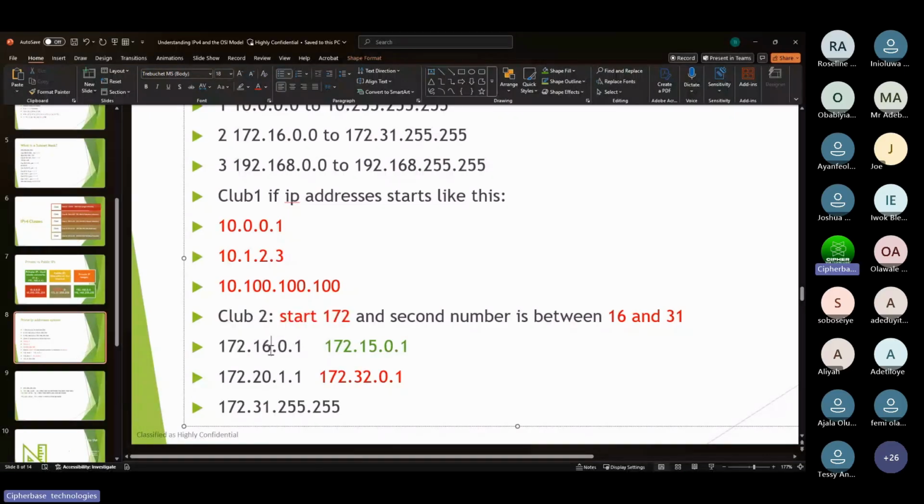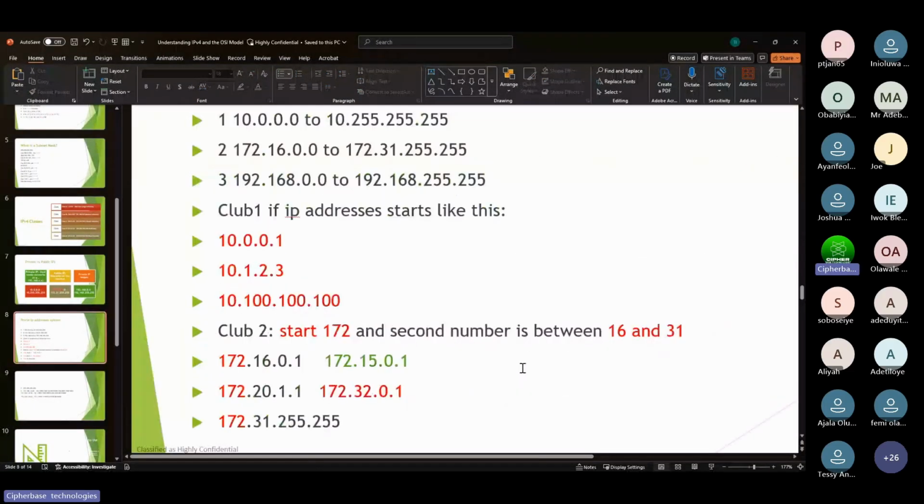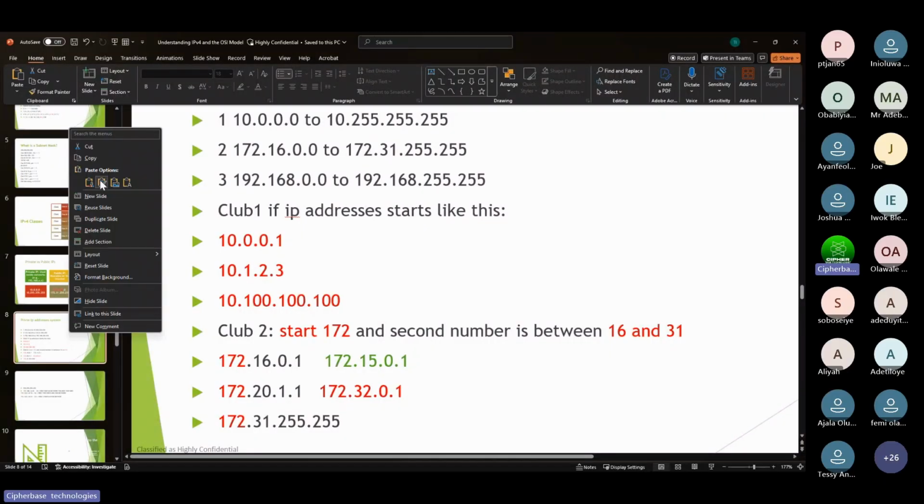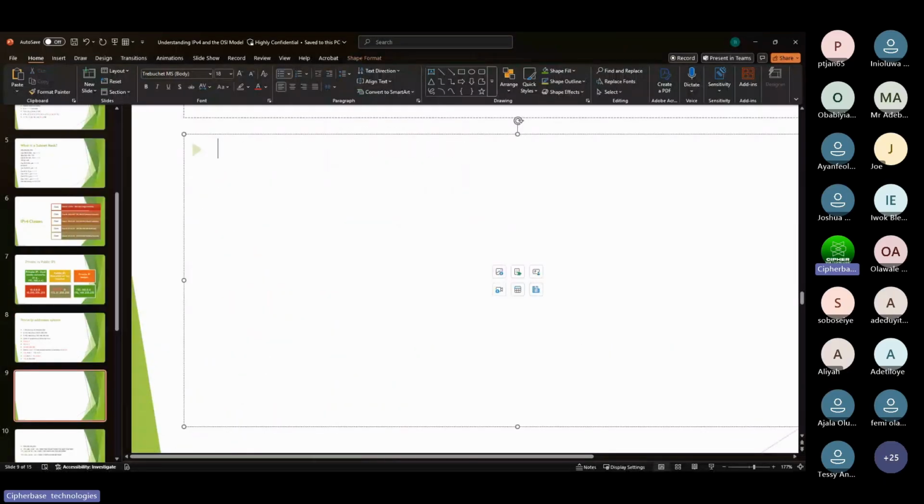As you can see, we have more than 4 billion IP addresses in the whole world with IPv4. That's why I use the club theory. The club theory is, let me put it like this: anywhere we see something starting with 192.168. Anywhere in the whole world, any IP, anywhere you are working, and you see 192.